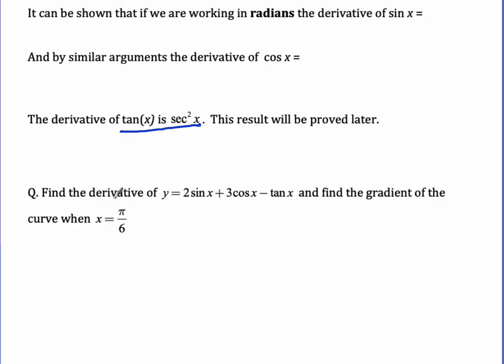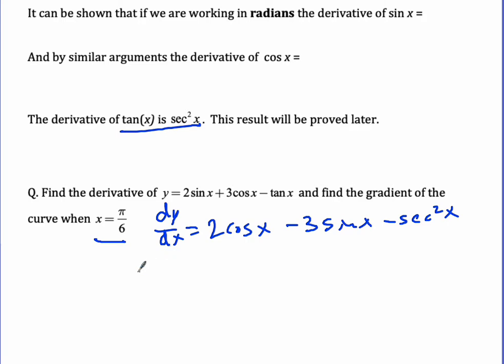So let's look at this one here. Find the derivative and the gradient of the curve when x equals pi over 6. So we just find the derivative. And that's going to be 2 cosine x. Derivative of cosine is negative sine, so it's going to be -3 sine x. And tangent is secant squared. Okay, so if we want to evaluate it at pi over 6, then we just substitute that in.